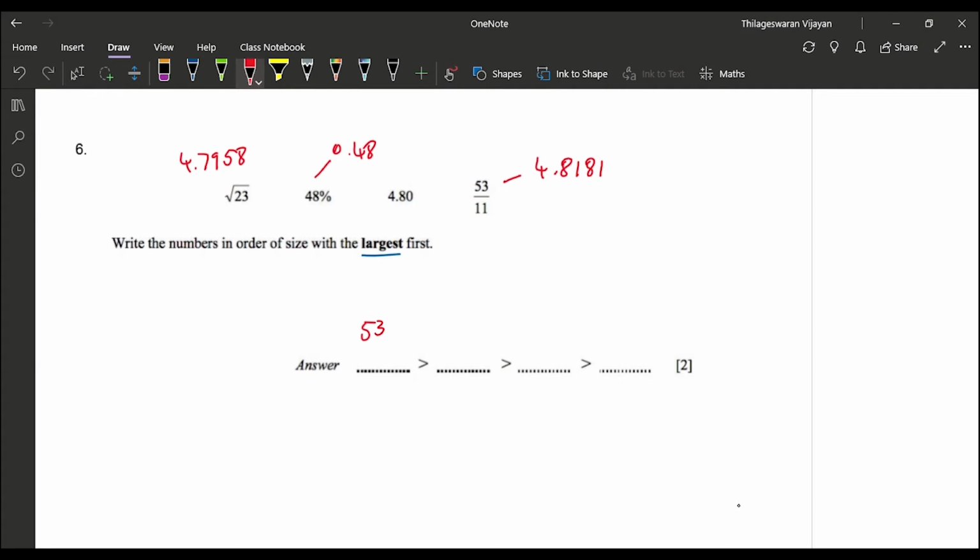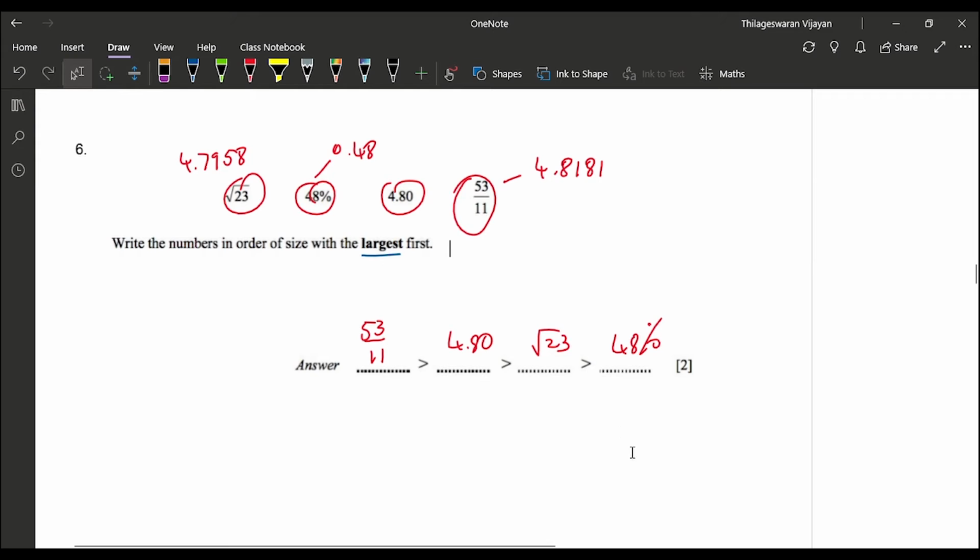So you put the largest value first. And the second largest value that I'm seeing is 4.80. And then the third one is square root of 23. And finally, the smallest value is the 48%. Again, as I mentioned, do not write the values in decimals. Write these numbers in this form instead, and the final answer.